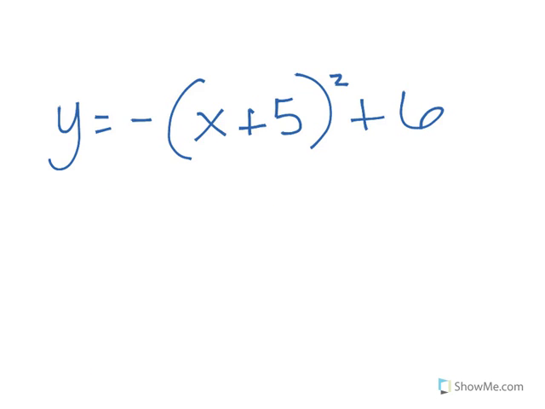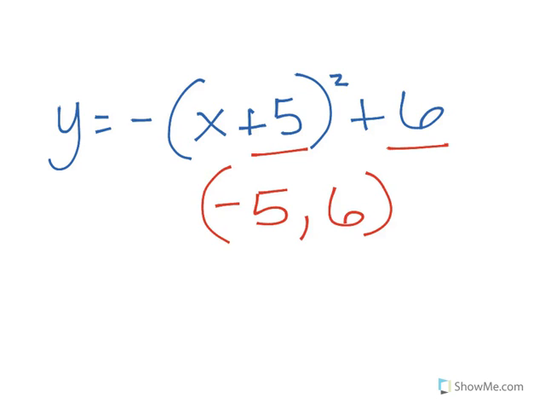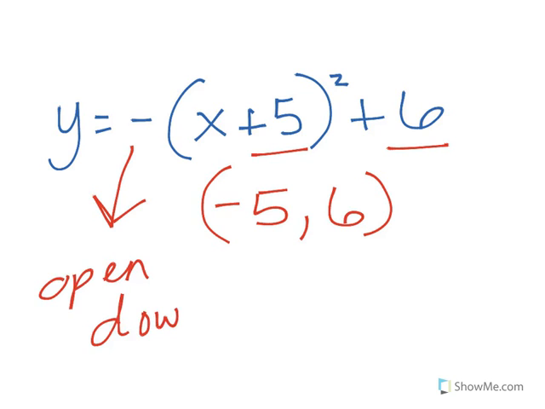This is just an equation, and all you're doing is pointing out that this represents the vertex. So this is the opposite sign, and your vertex would be negative 5 and then 6. But you also have this negative up here. This negative just represents that the parabola is flipped, so it's going to open downward because it's negative.